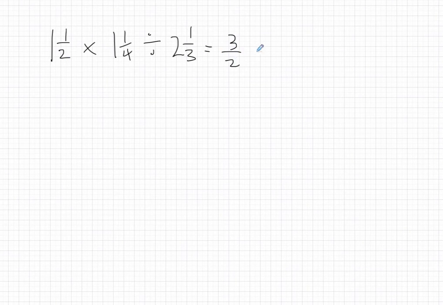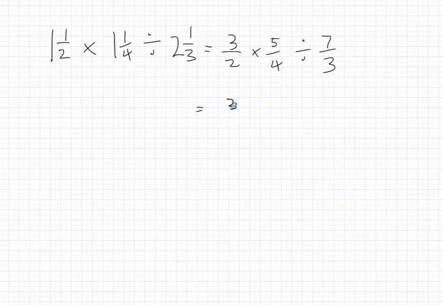What about this one? 1 1/2 multiplied by 1 1/4 divided by 2 1/3. Right. So we've got to turn them all into improper fractions. So it's 1 times 2 is 2, so it's 3 over 2. That's for 1 1/2. For the 1 1/4, 1 times 4 is 4, so it's 5 over 4 divided by 2 times 3 is 6, so it's 7 over 3.